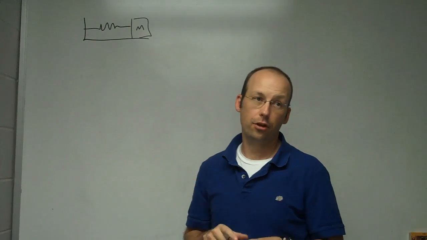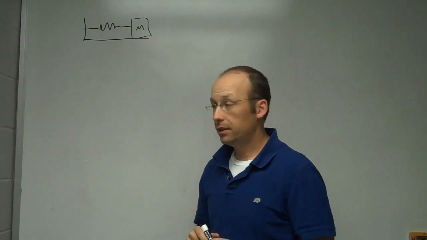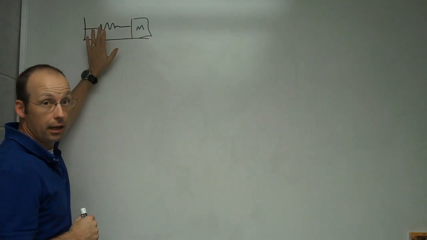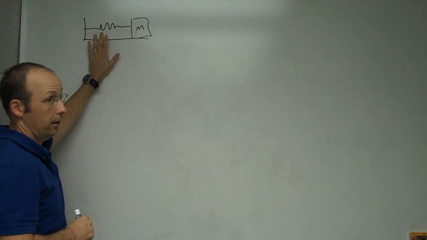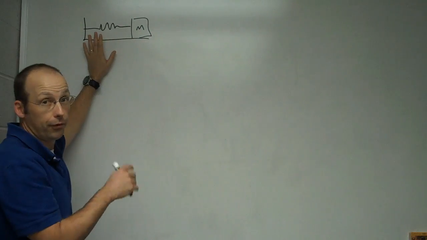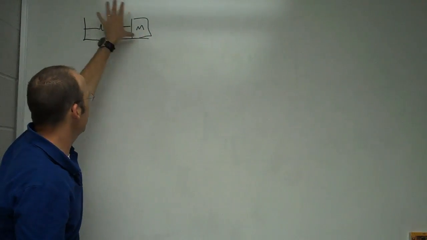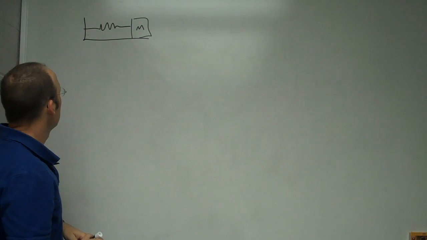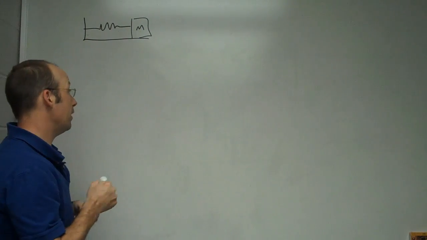Springs and energy. That's what we want to talk about right now. So let's just say that we have a mass connected to a spring. And this is an ideal spring, so it's perfect. And we can let this oscillate back and forth with no friction.